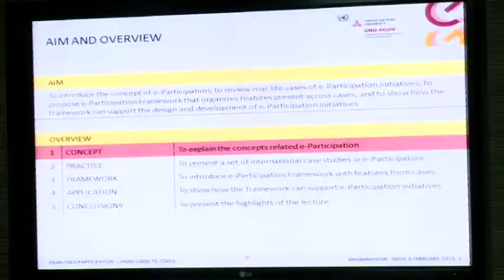So the aim of the talk is to introduce the concept of electronic participation, to review real-life case studies that are being developed, are being implemented in different countries around the world. And from these case studies, we did an analysis and we proposed an electronic participation framework. And I would like to also explain how this framework can be applied in practice to develop new e-participation initiatives.